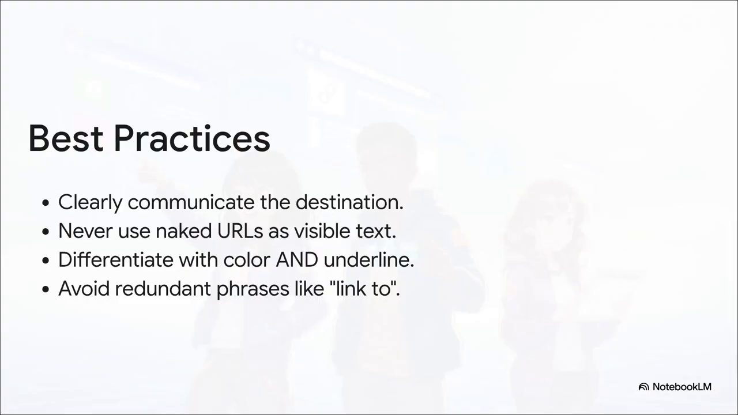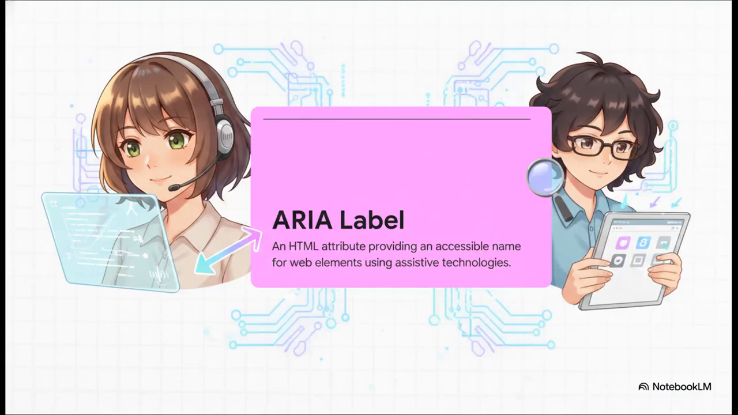Let's lock these best practices in. 1. Clearly communicate the destination. 2. Never use naked URLs as your visible text. They look super messy and sound awful when read aloud by a screen reader letter by letter. 3. Don't add redundant phrases like link to because screen readers already announce that it's a link. And finally, from a design perspective, differentiate your links with color and an underline. Color alone just isn't enough for users who are colorblind. Always keep that underline.